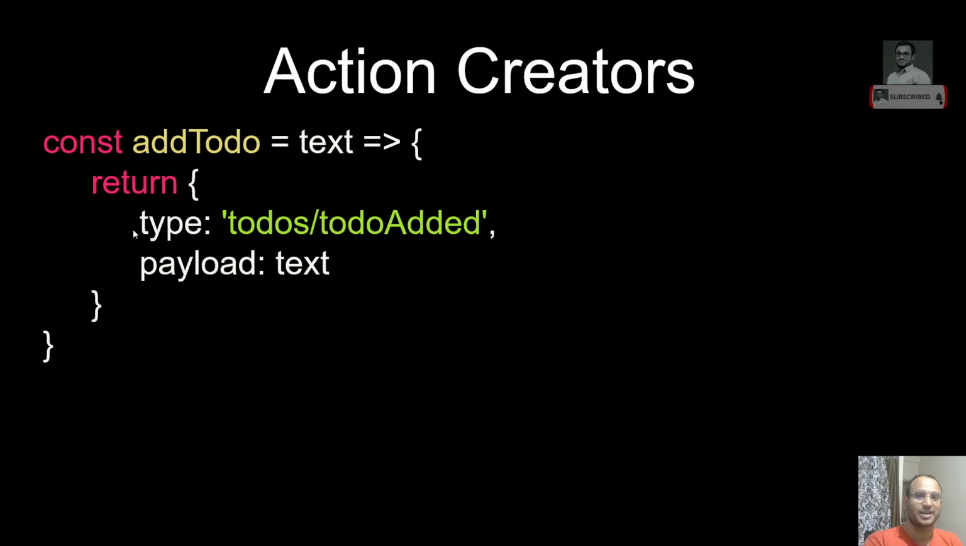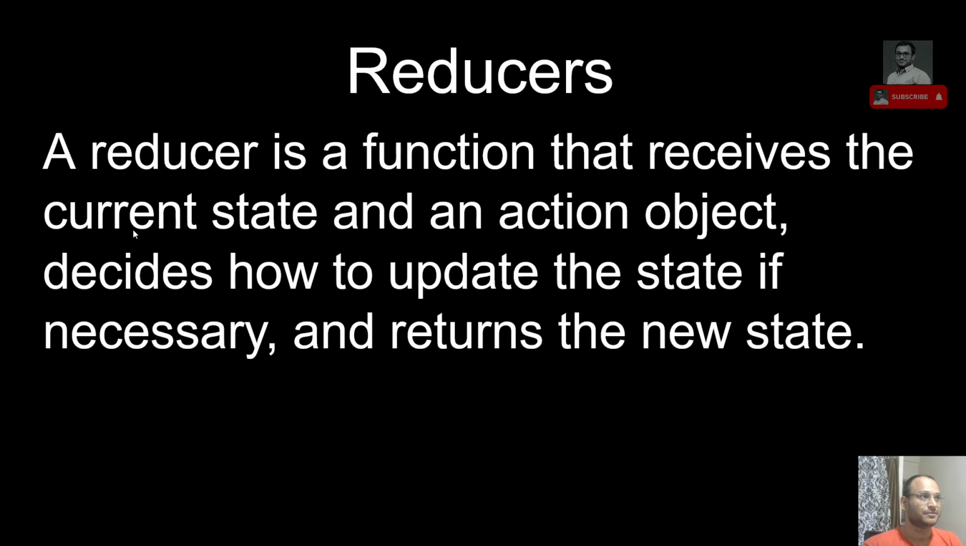So that's why it is called an action creator. Now another one is a reducer. A reducer is a function that receives the current state and an action object.